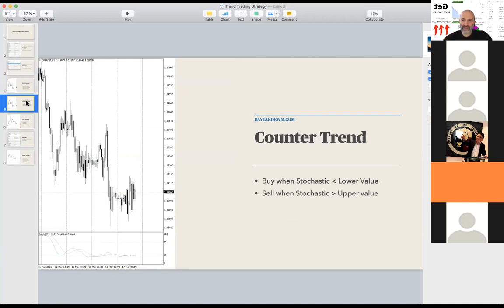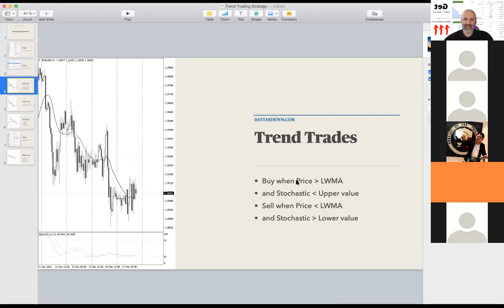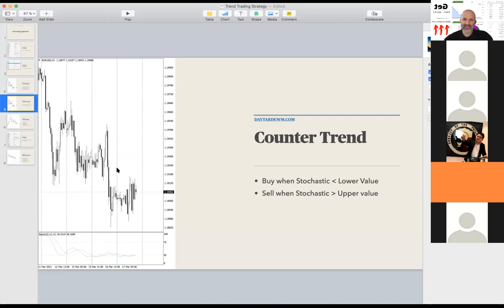Now the counter trend, how it works, it will buy when the stochastic is below the lower value. So it's opposite to here. As you see, it was buying with the trend. However, it's not in an overbought region. It's selling with the trend. However, it's not in an oversold region. In the counter trend, it does the opposite.